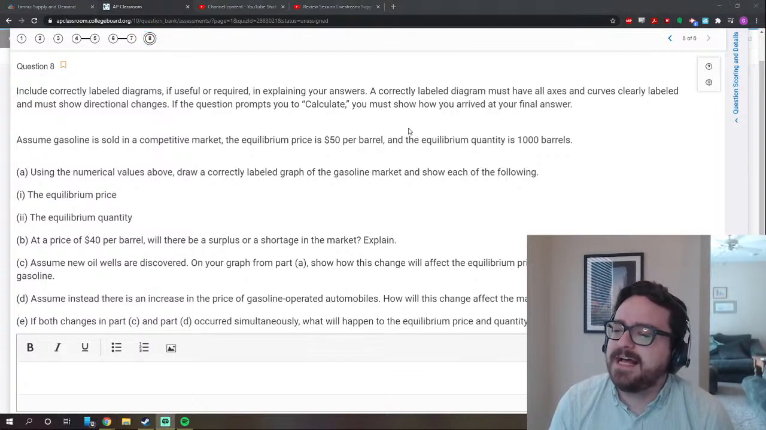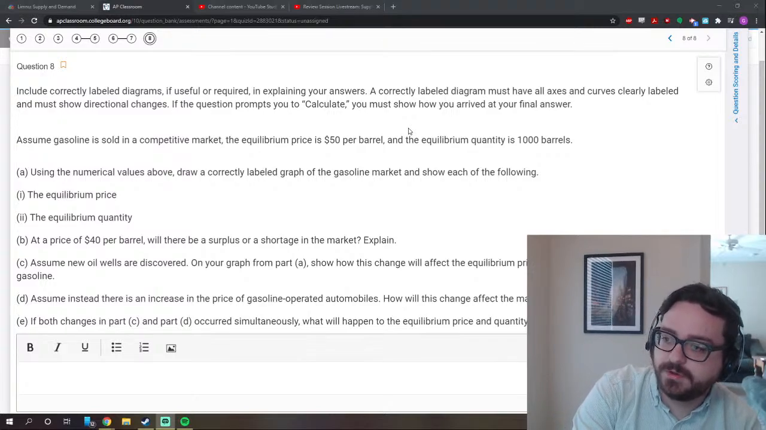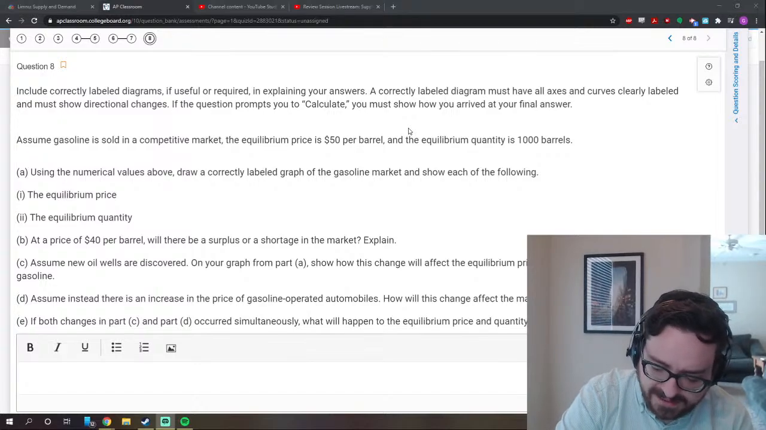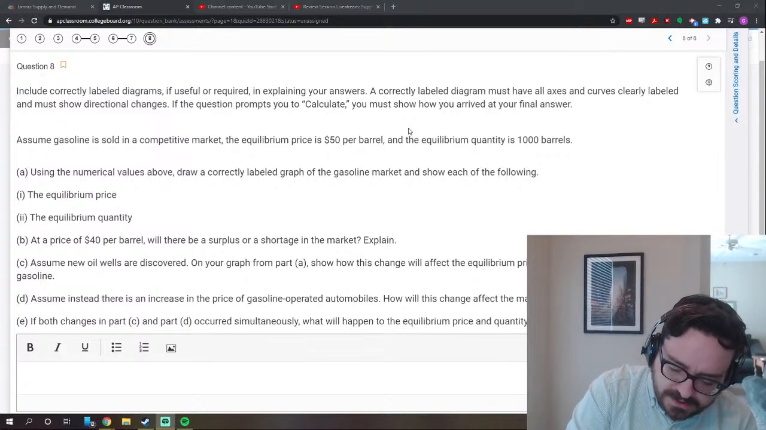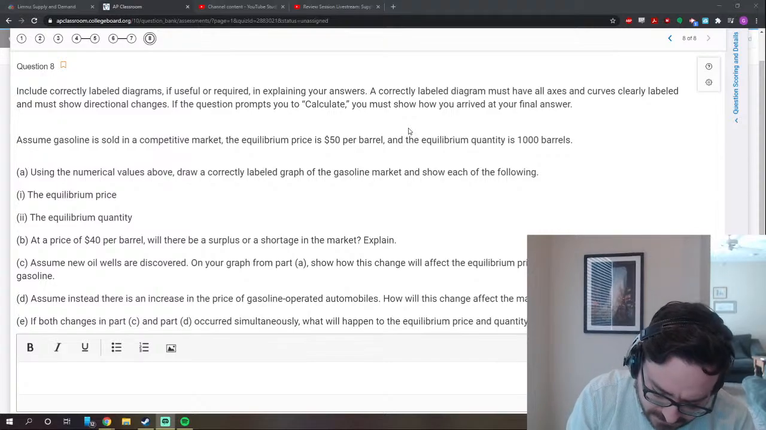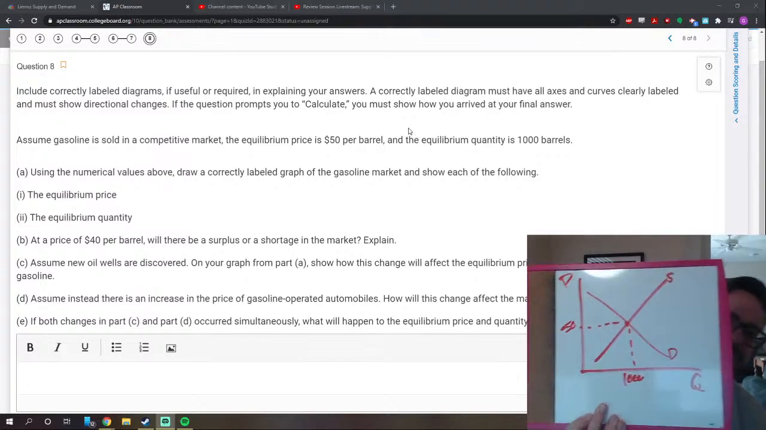So we got gasoline sold in a competitive market. Equilibrium price is $50 and equilibrium quantity is 1,000. They want you to draw it. Okay, it's just a supply and demand graph for gasoline. All you would need to draw to get all of the points is this. About 2 seconds to draw.